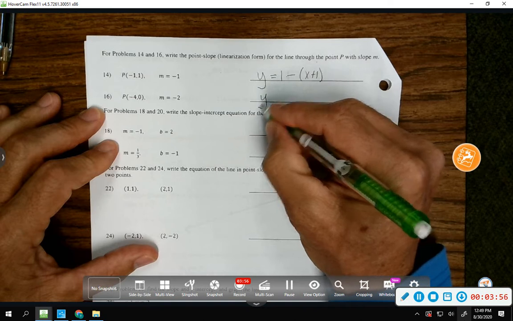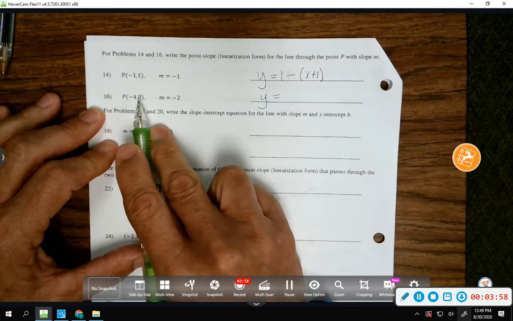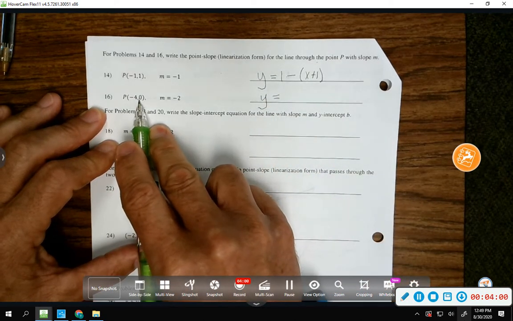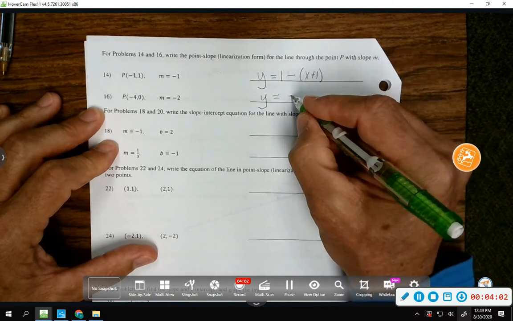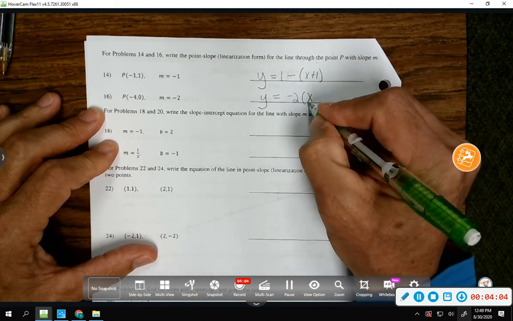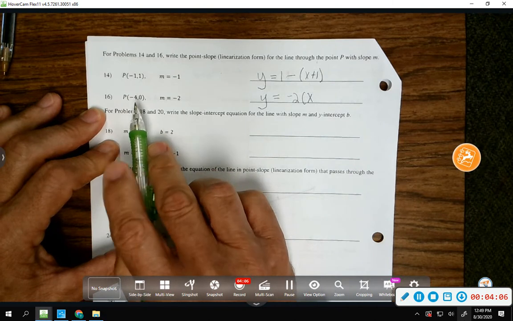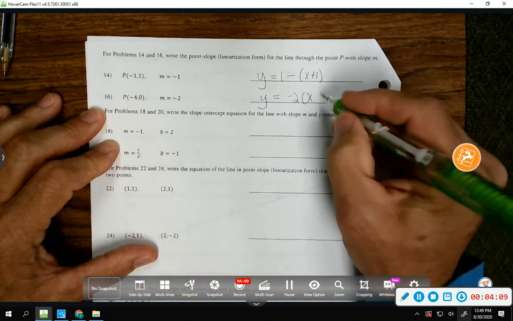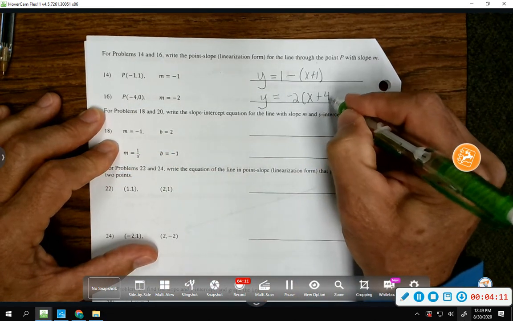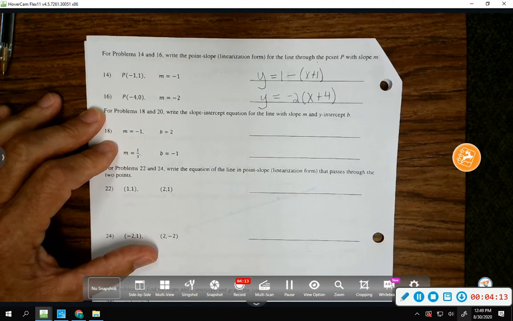Here it is. Y equals, just have to practice it. The y coordinate here is 0. So I just have the slope times x minus the x coordinate. X minus -4 becomes x plus 4. And we leave it. Done. Questions on that problem?